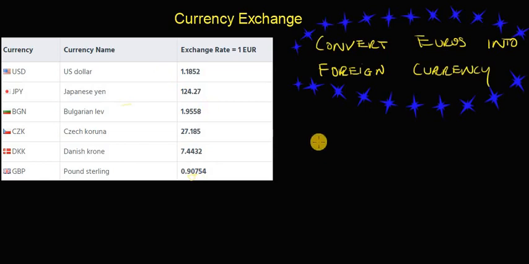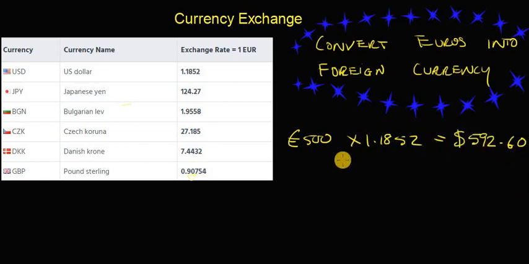Well, if you're traveling to America, you might want to change, say, 500 euros into dollars. And how do you do that? Well, you multiply it by 1.1852. And that's going to give you $592.60. You just multiply it.